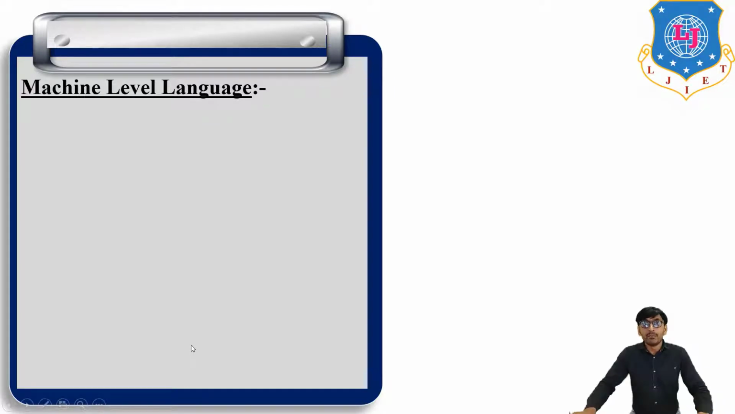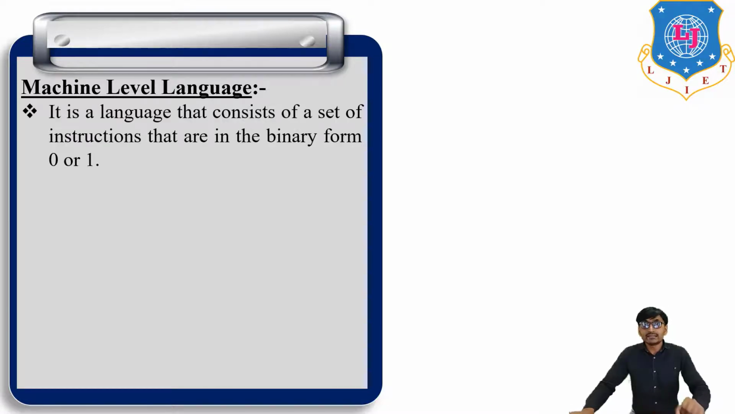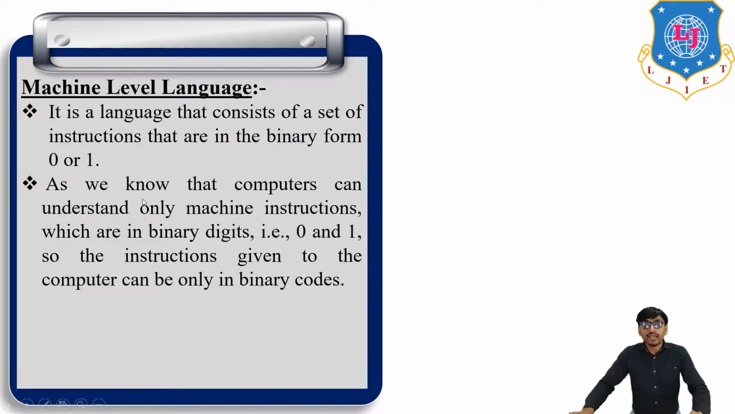Then third one, machine level language. It is a language that consists of a set of instructions that are in binary form. So a set of instructions that are in binary form, 0 or 1. As we know, the computer can understand only machine instructions which are in binary digits 0 and 1. So the instructions given to the computer can be only in binary code.